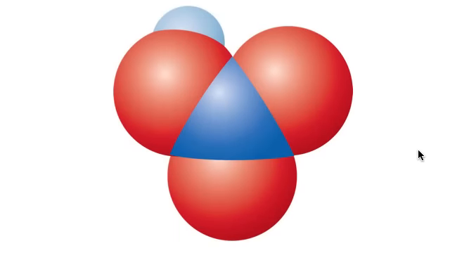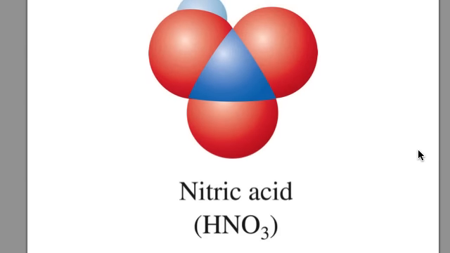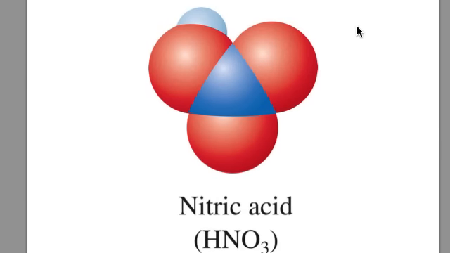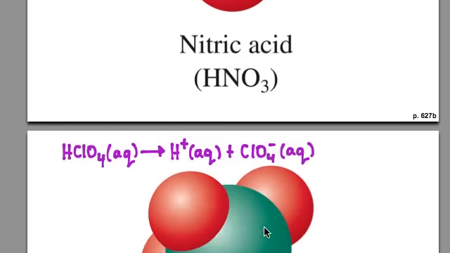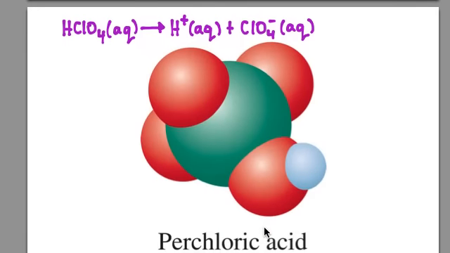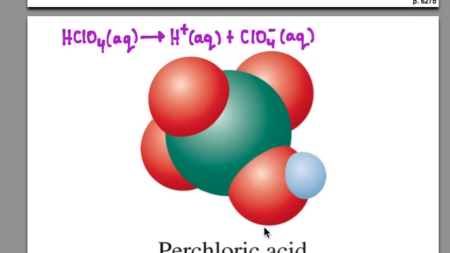Here's nitric acid. HNO3, again a strong acid. Here's the acidic hydrogen, and it comes off easily, or this hydrogen is transferred to a water molecule easily in the presence of water. And the nitrate NO3 is left behind, floats around in the water. Here's another strong acid. It's called perchloric acid, HClO4.